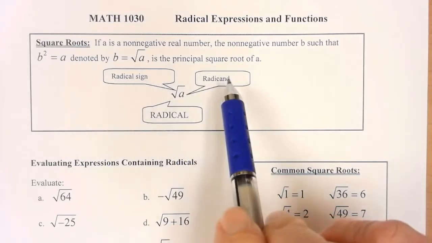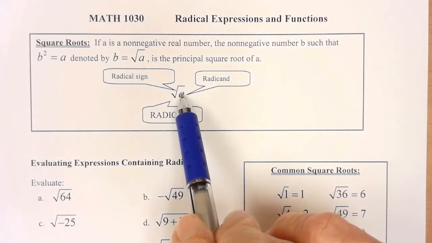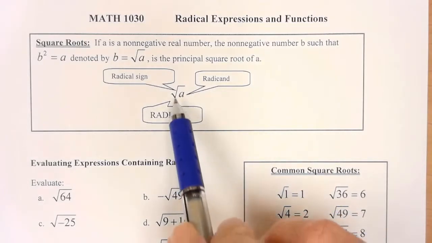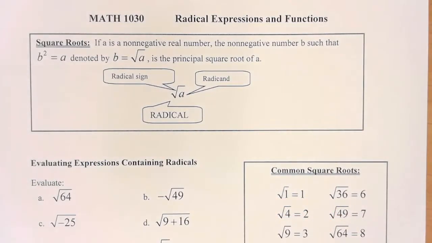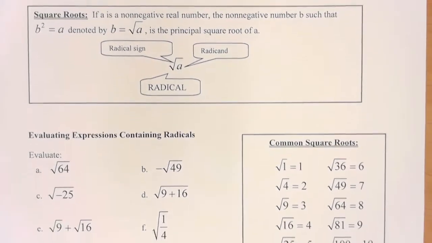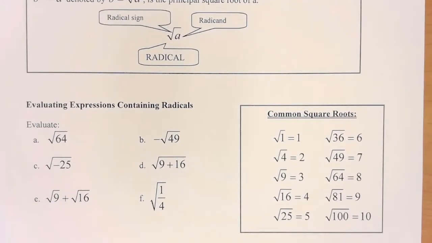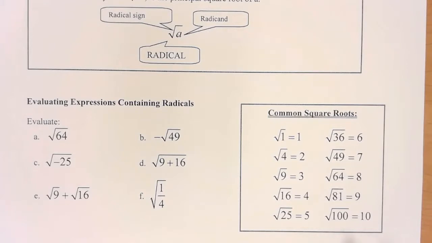This is a radical sign. The stuff underneath that is the radicand, and that's a radical. Now we're going to evaluate expressions containing radicals. What I've got in the box on the side are square roots that you need to know, and most of them you already do because you had to back when we were factoring.